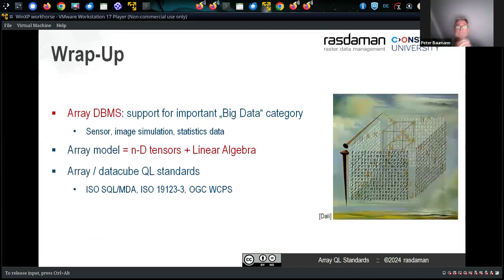And so what I wanted to bring to your doors is this fancy category of array database systems, which is something relevant because we have many of these big data, really high volume data. And if you look at what we need to support from a database perspective, we have tensors and linear algebra, tensor algebra on it. And yes, you find some standards. These query languages are international standards in ISO and in the Open Geospatial Consortium. And then I wanted to say that we started actually doing that, documented by the papers, but actually somebody way back has been dealing with arrays already in the West.